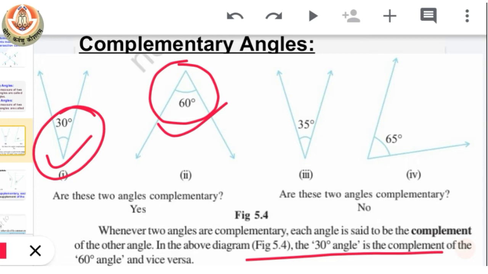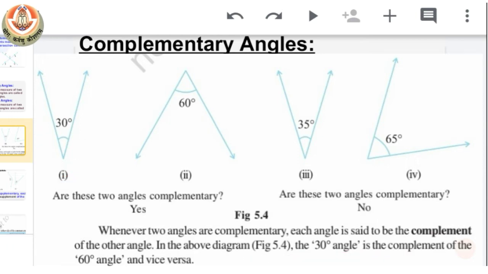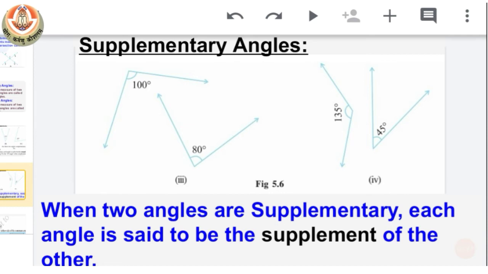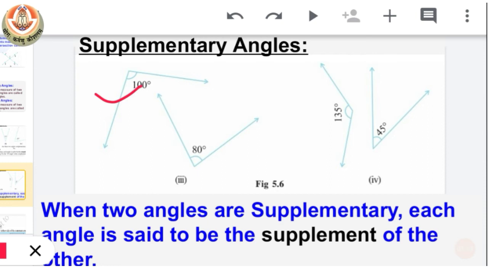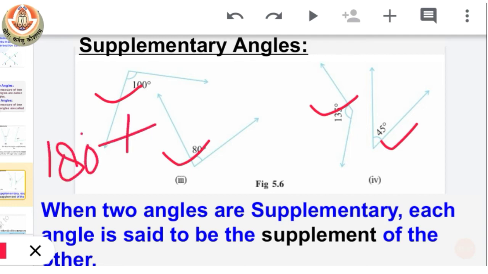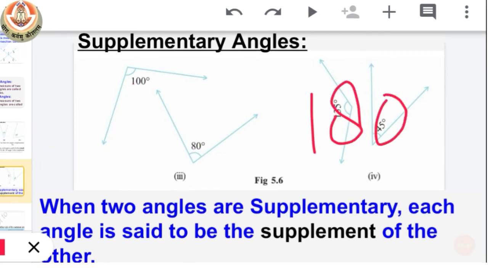Now, after complementary, let's focus on supplementary. Here you have two pairs of angles. The first one with 100 and 80, the second one with 135 and 45. So when we add them, we get 180 degrees, because 100 plus 80 is 180. Similarly, when we add the second pair, we get 180. So we can say that both the given pairs are supplementary angles.